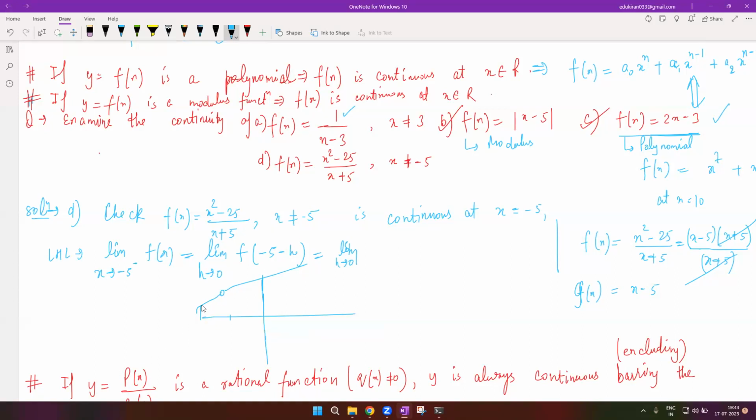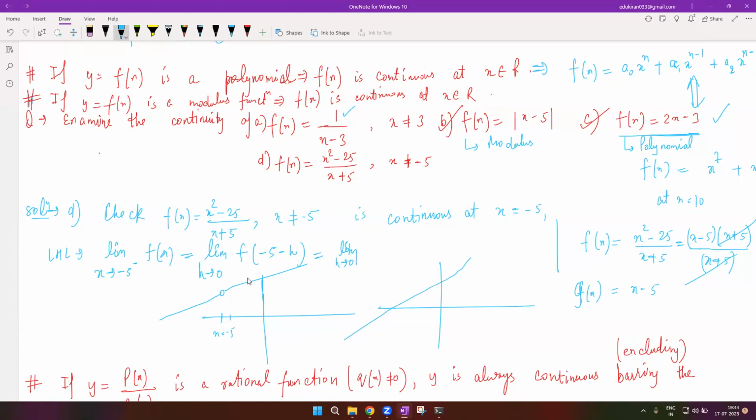Sorry. This is the graph. This is at x is equal to -5. So at x is equal to -5, there is a point of discontinuity, while if you draw g(x), it has no point of discontinuity.